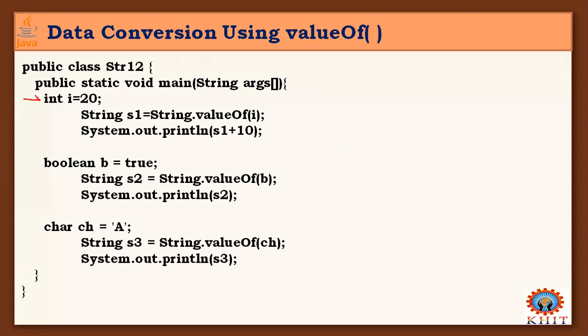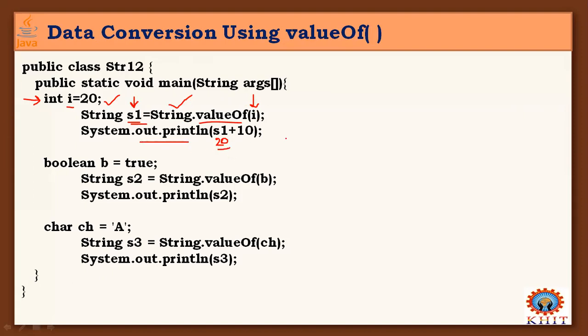So here I have an integer type variable called i that is initialized with the value 20. And one string object S1 is created and initialized, and before that we are calling this valueOf method of the String class by passing this integer value as an argument. So what happens here is that this S1 string object is initialized with this integer value 20 after converting that into a string. Now S1 is nothing but 20, right? S1 contains the value 20. 20 is not an integer now, it is a string now.